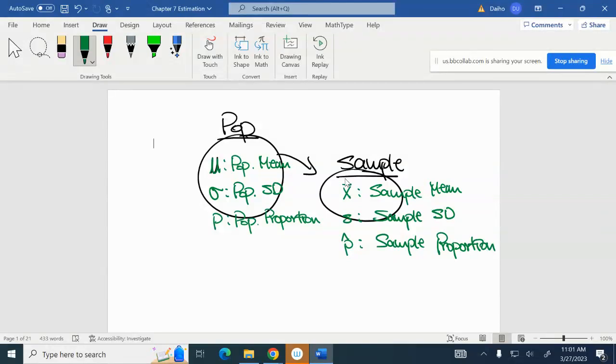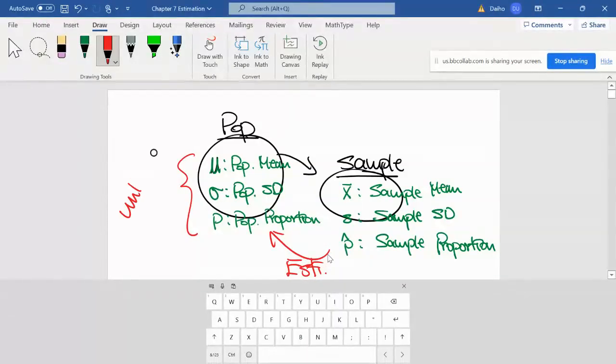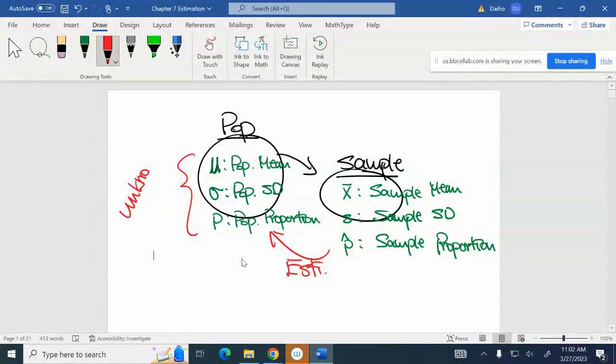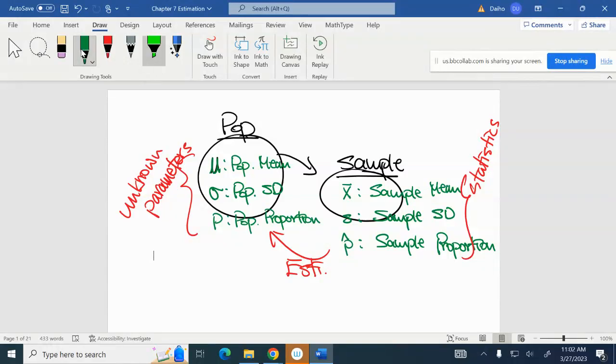Yeah, we got one by one to estimate them, because they are unknown parameters. So we have to use the statistics to estimate unknown parameters in the population, right? Additionally, we got n, which was a sample size.